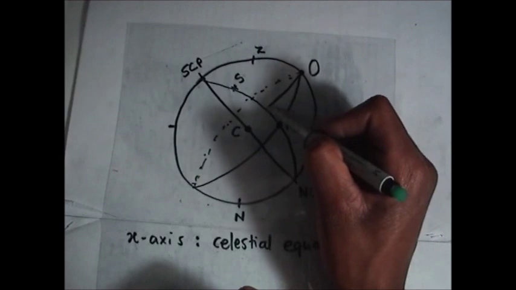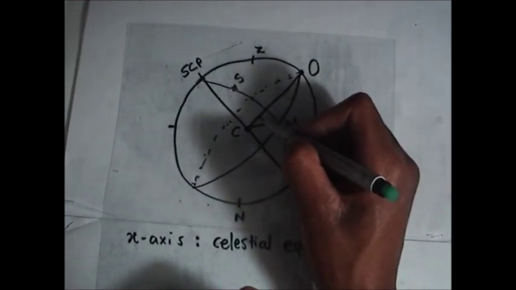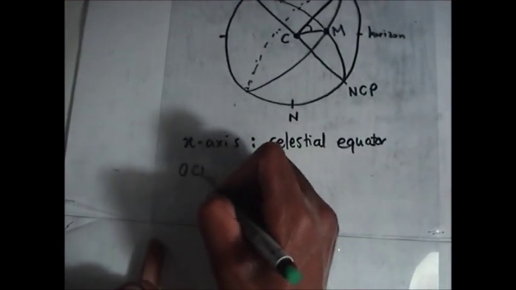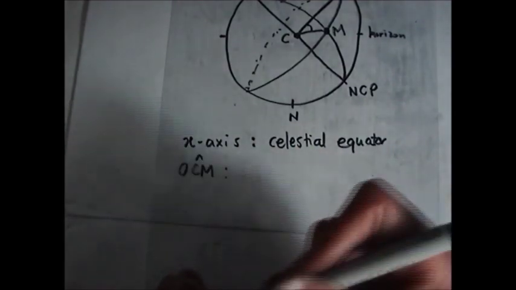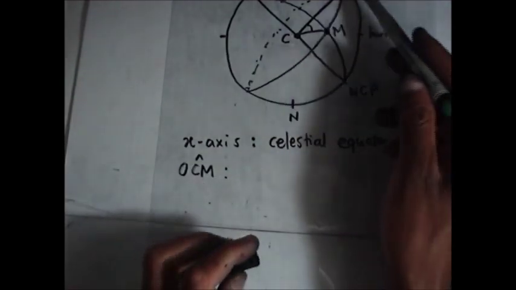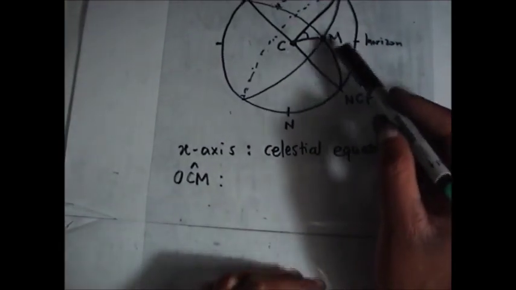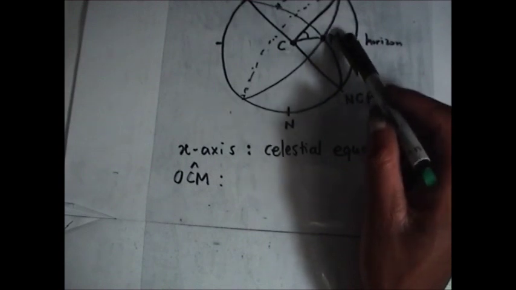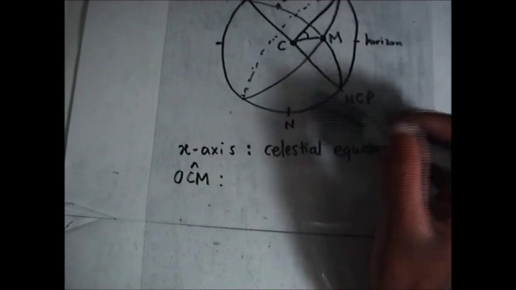So now we can measure our angle OCM, this angle right here. Let's define it. OCM, measured from the celestial meridian through west, from 0 degrees to 360 degrees, is known as the hour angle of S.